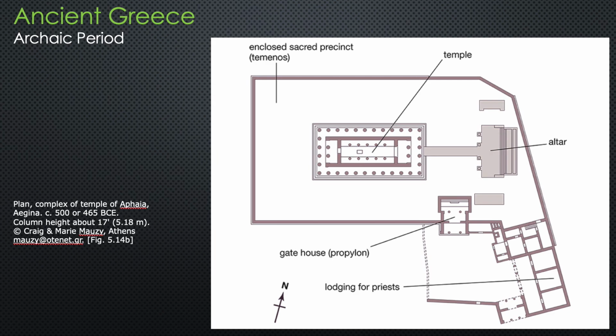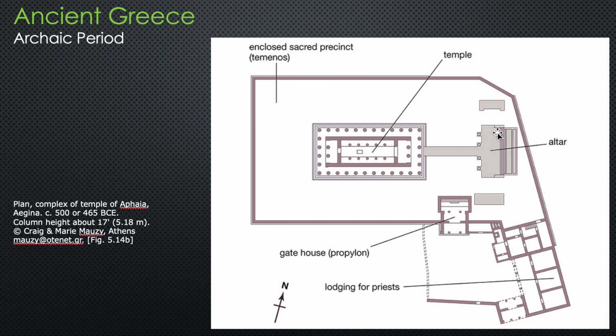So here's a plan showing the location of that temple at Aphaia. And you can see it's walled in. This was considered the residence of the deity who was honored in the temple. And this was his or her home. There would be one entry point. The temple was really important. All these little dots represent columns, so this is a completely surrounded, or peristyle, temple.